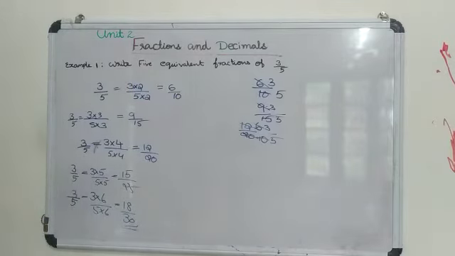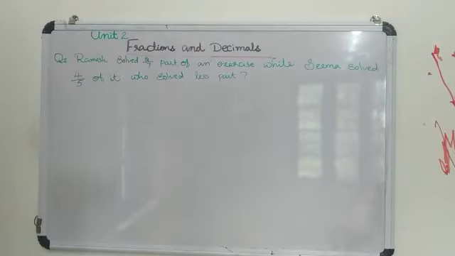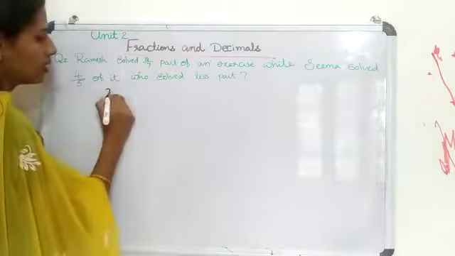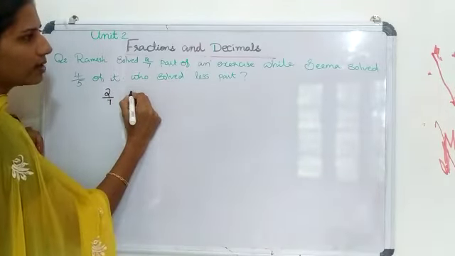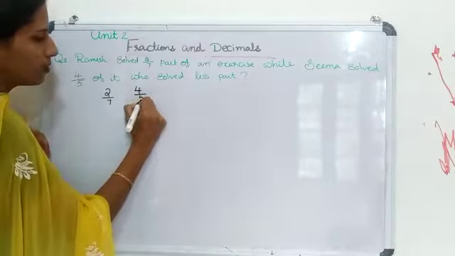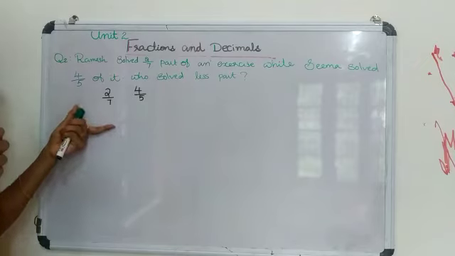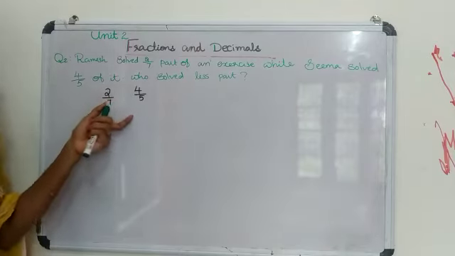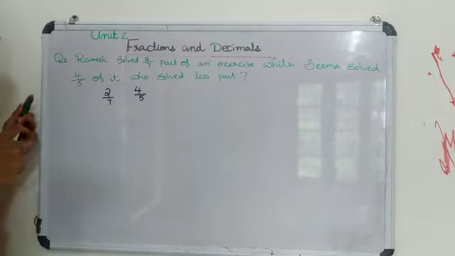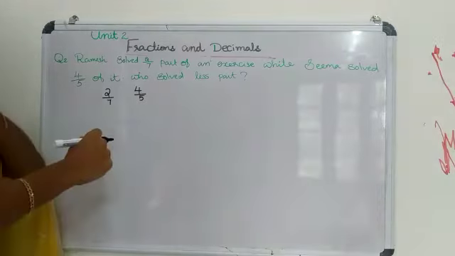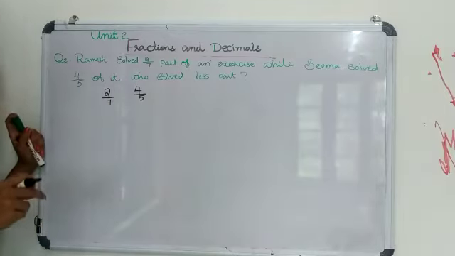Okay, we'll do the next problem. Example 2. Ramesh solved 2 by 7 part of an exercise while Seema solved 4 by 5 of it. Who solved less part? So, we have the fractions 2 by 7 and 4 by 5. Here they are asked to find who solved less part. While seeing this, it is difficult to find who solved less. So before that, what we have to do? We have to convert these fractions into like fractions.